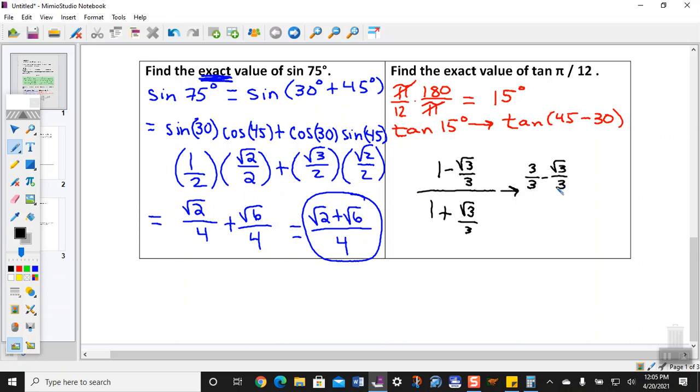You guys okay with that part? The 3 over 3 being my what? 1. And then here, what could I call the 1 again to establish a common denominator here? 3 over 3. So this will be 3 over 3 plus root 3 over 3, won't it?